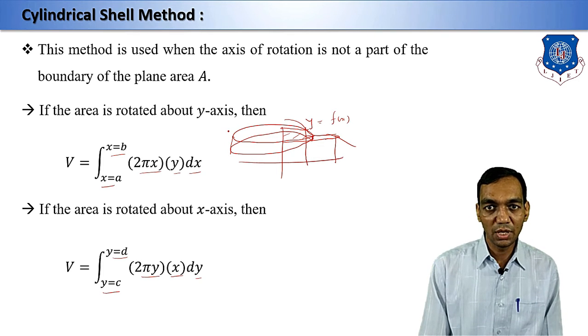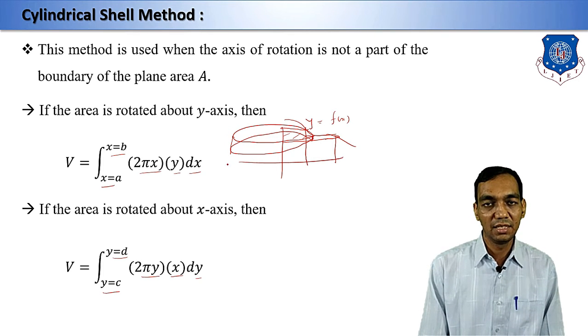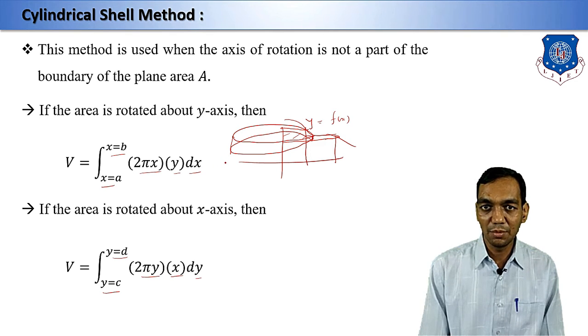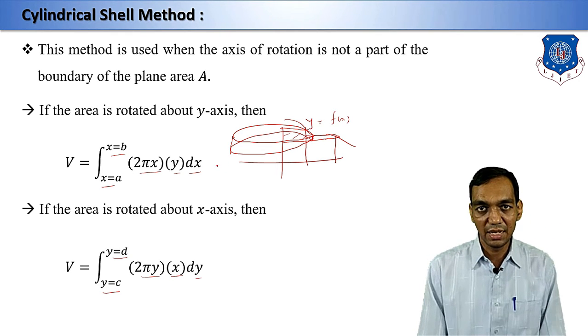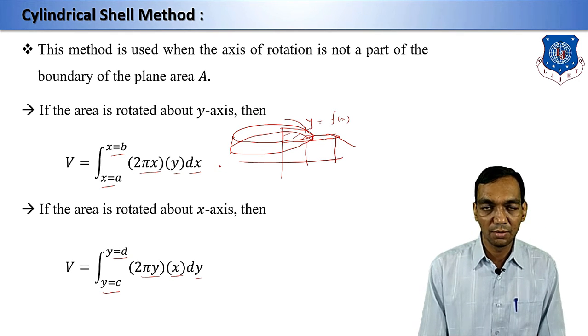Okay. So if you are going to find the surface area, then the surface area of a cylinder is given by 2 pi RH. Why? Because see, 2 pi R is the perimeter of a circle and H is the height of the cylinder.